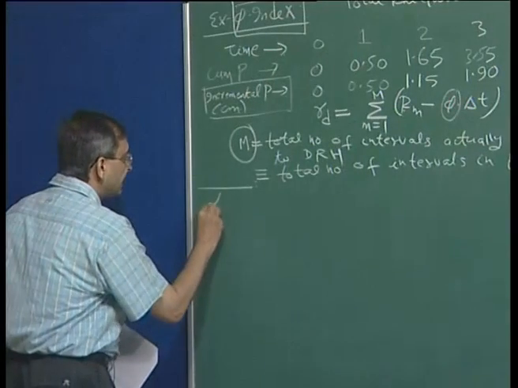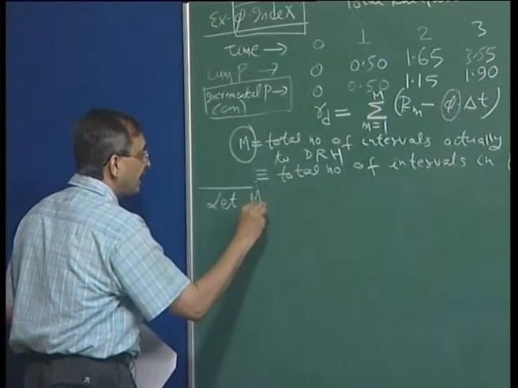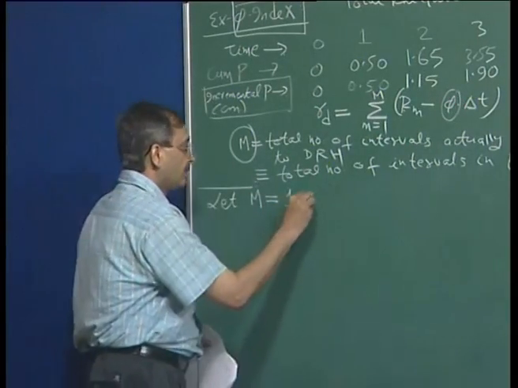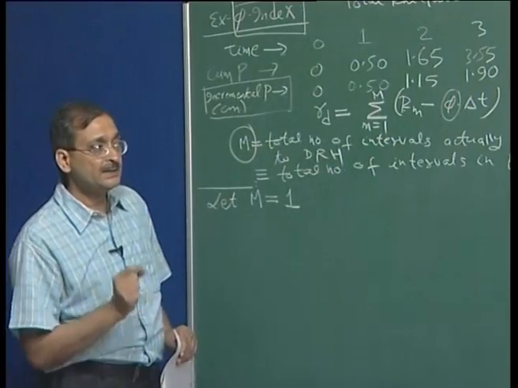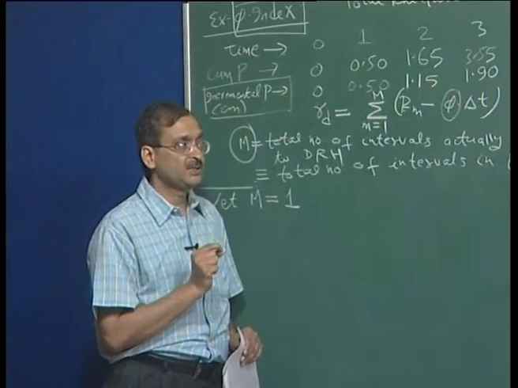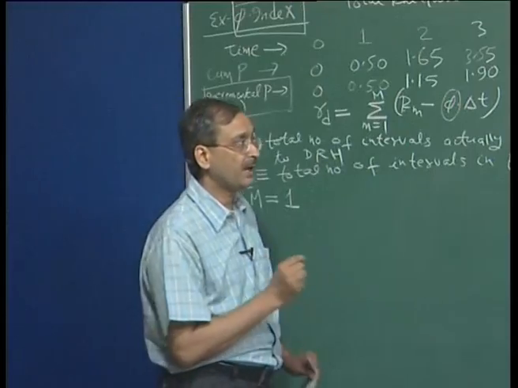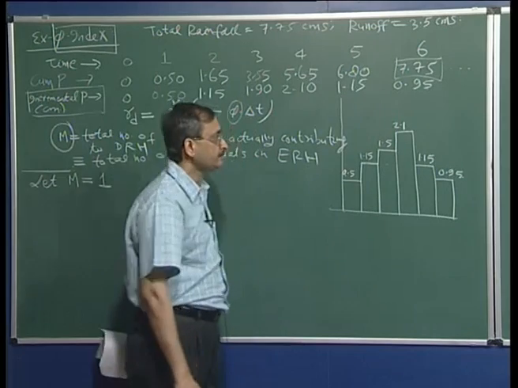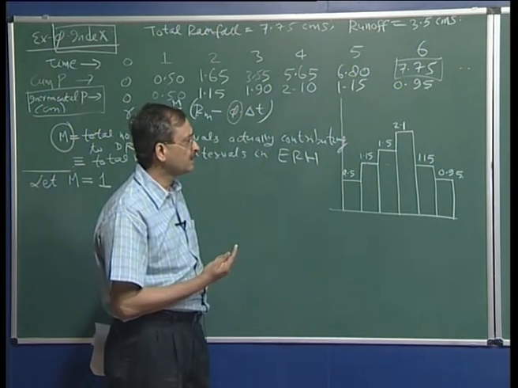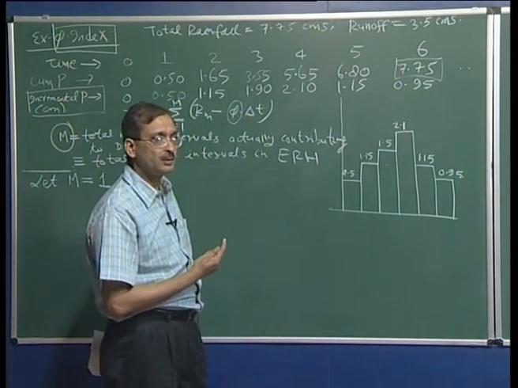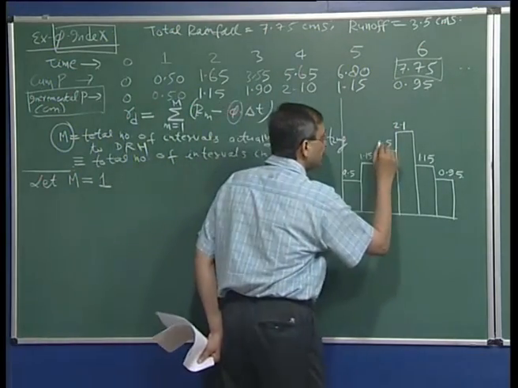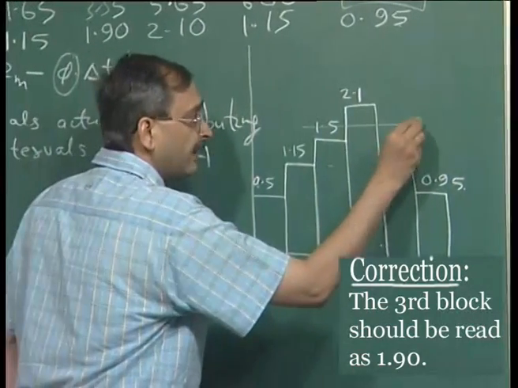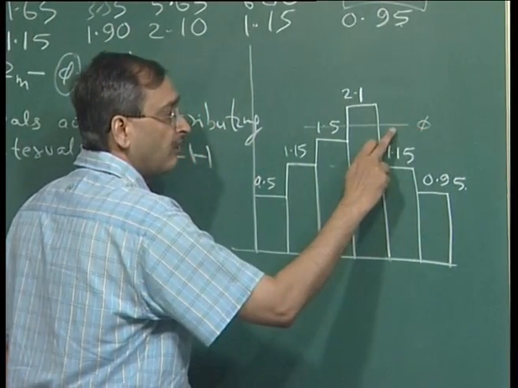Now, I am going to say that let your capital M be equal to 1. When I say capital M is equal to 1, there is only one interval which is contributing to the effective rainfall hyetograph. So, where will you draw the phi index line on this curve? If there is only one interval contributing to the direct runoff hydrograph, it has to be somewhere here. So, if this is your phi index, then what will be the value of phi?